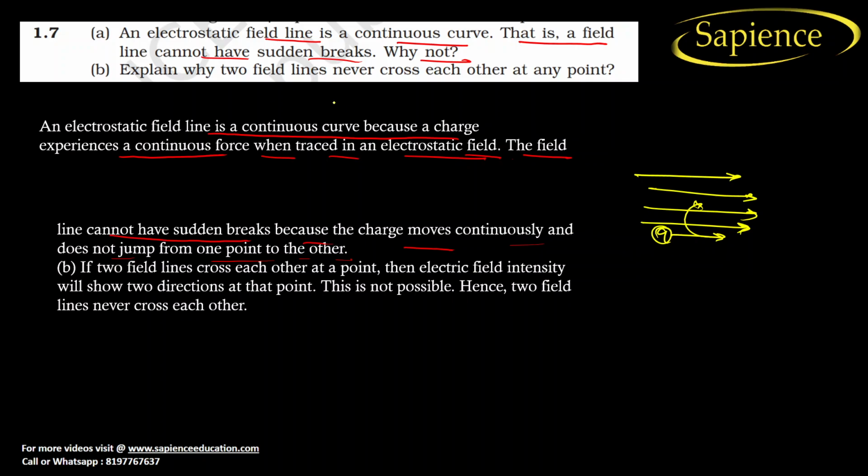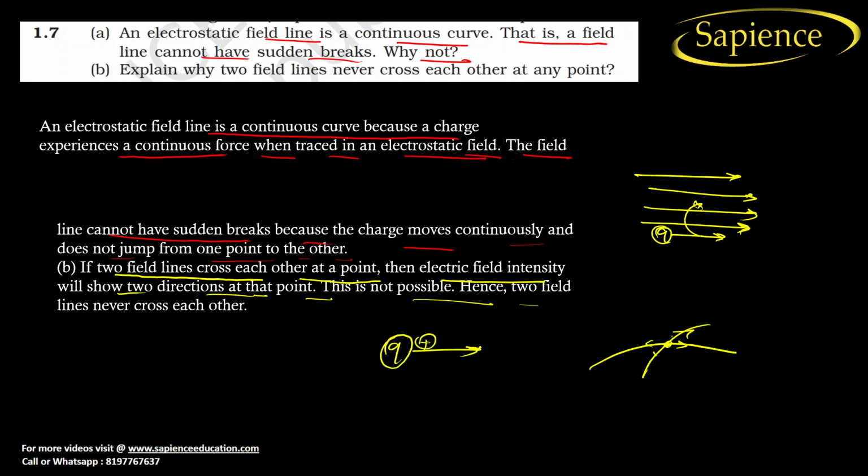Now second part, explain why two field lines never cross each other at any point. So the thing is that if two field lines cross each other at a point, then the electric field intensity will show two directions at that point, and this is not possible. For example, let us suppose they are crossing. The electric field cannot have two directions because it will either originate from positive or enter into negative. So it cannot have two directions, so that is impossible.